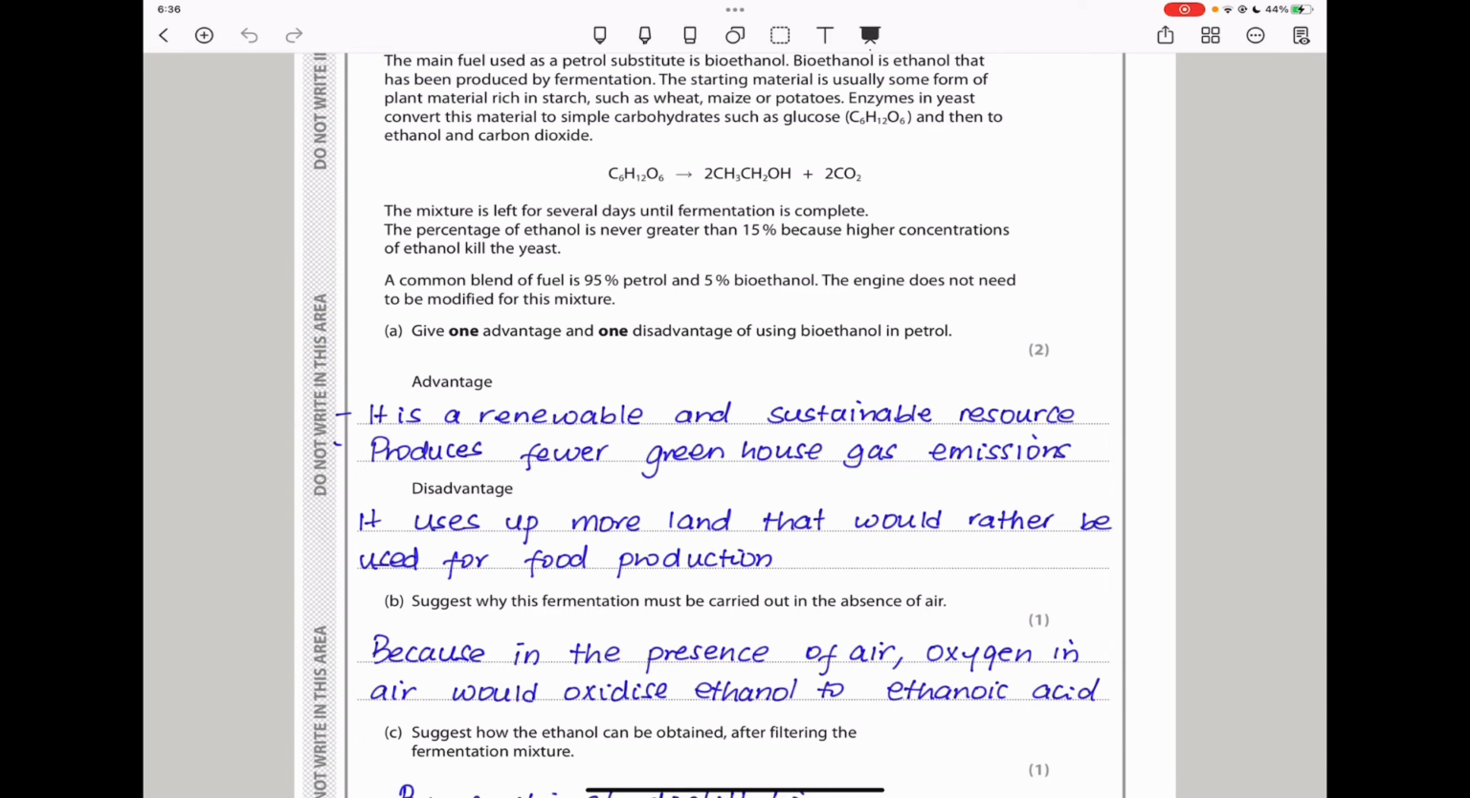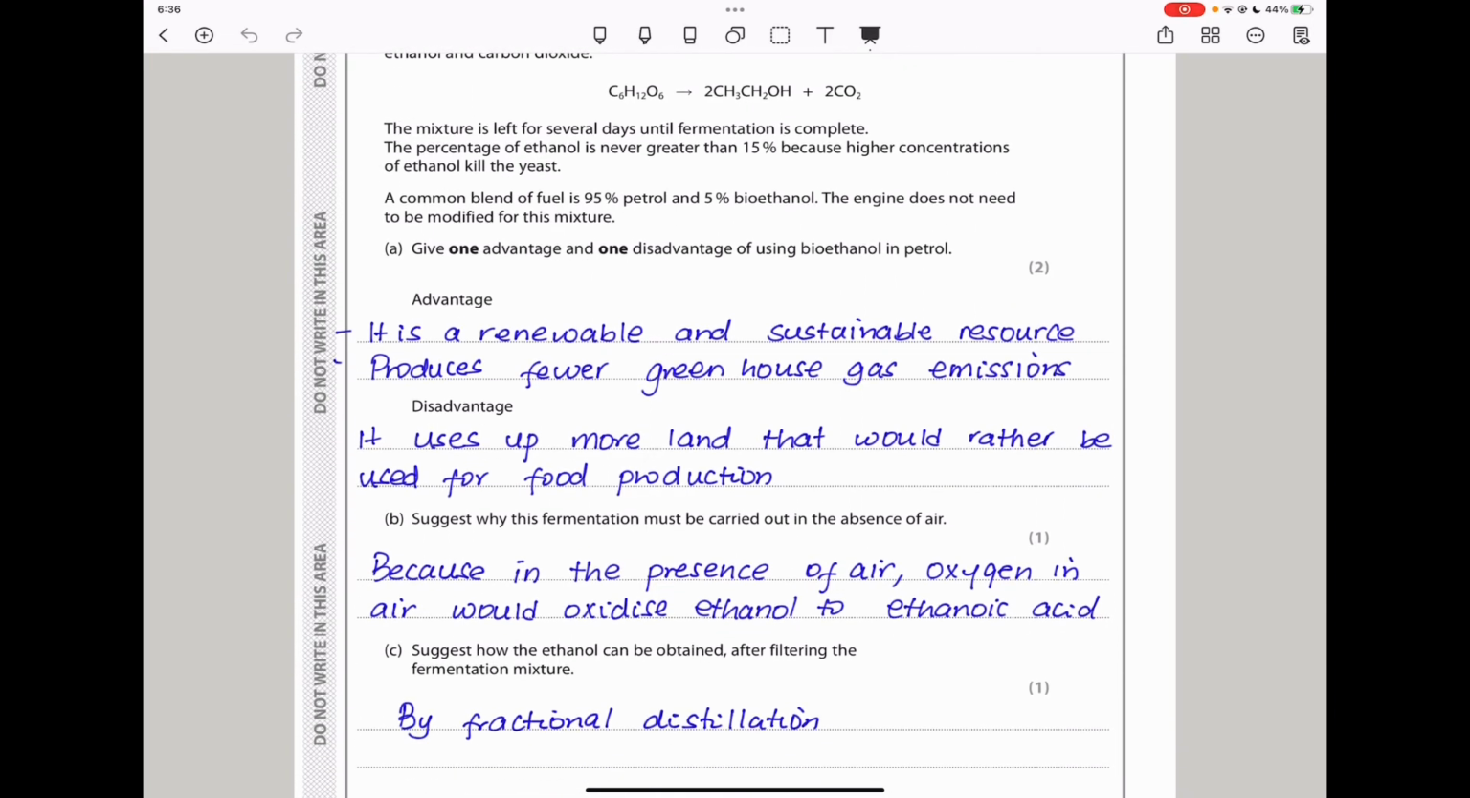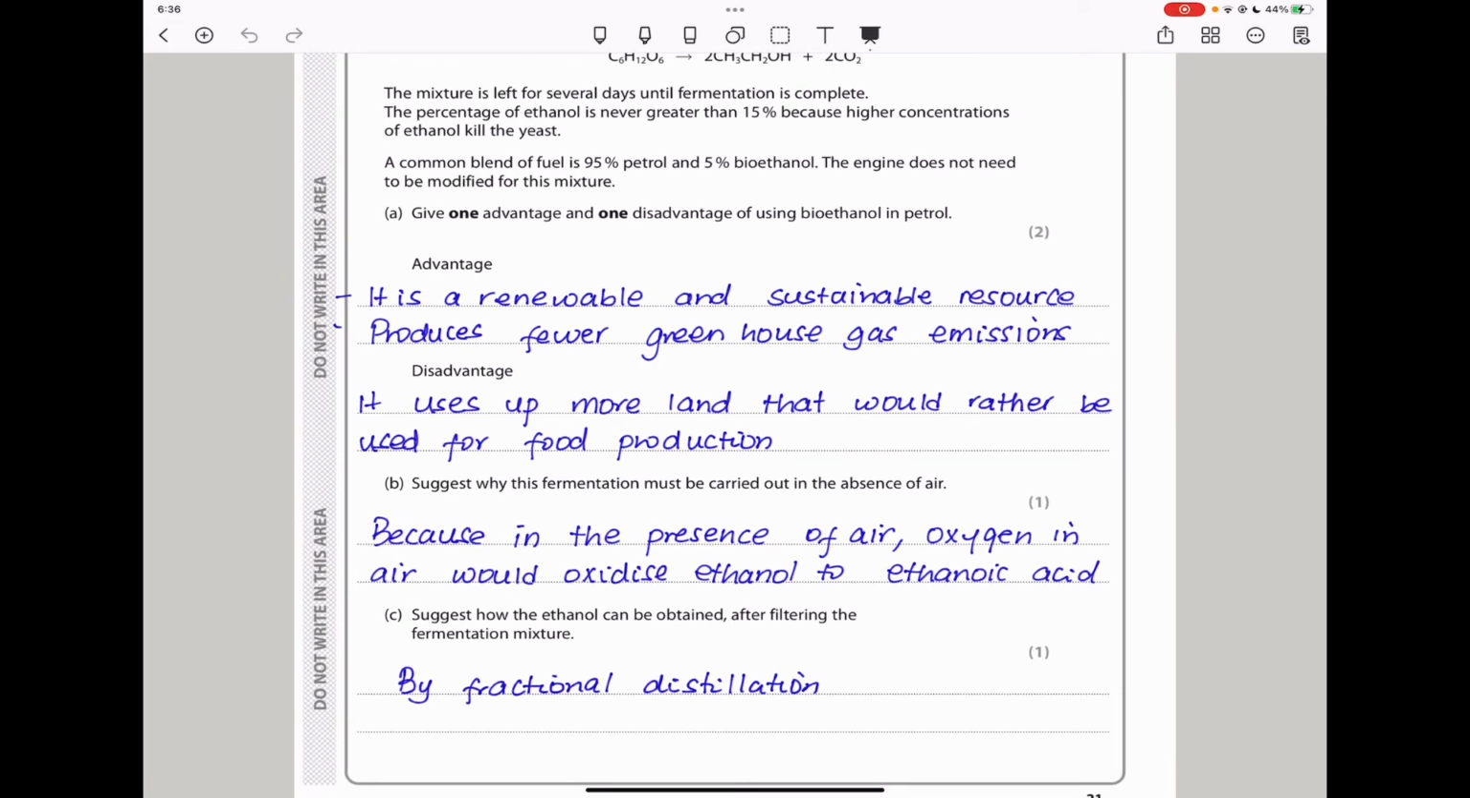Almost carbon neutral. So the disadvantage is they require a lot of land to be used. So there is a lot of land that has to be provided, and this could rather be used for food production. It's going to be used for the production of these plants that are going to be used as fuels.